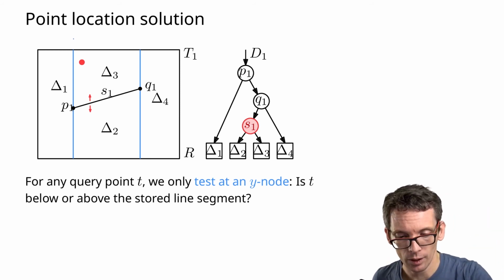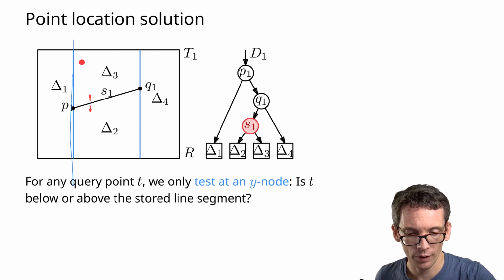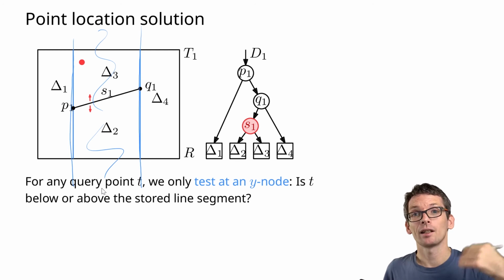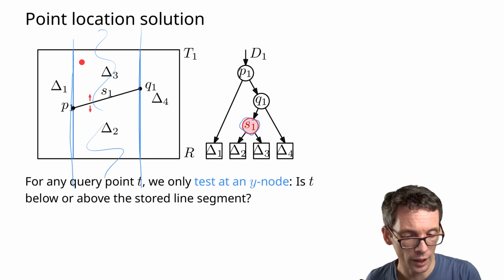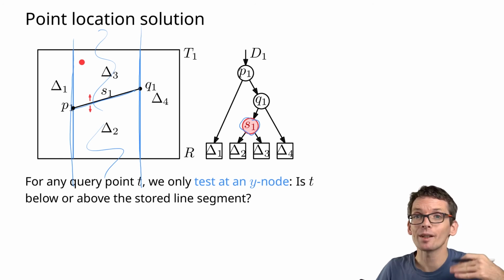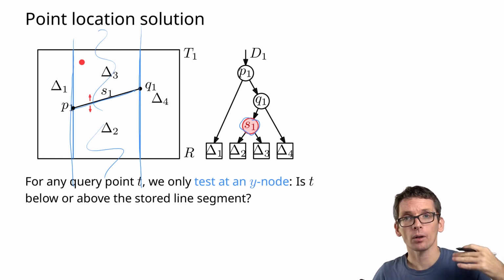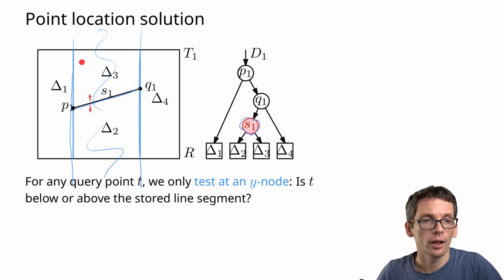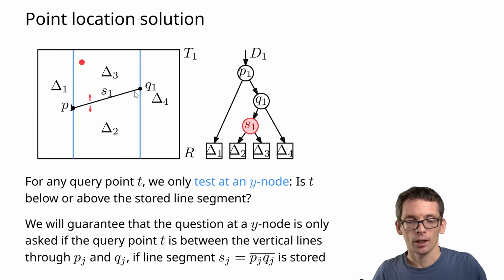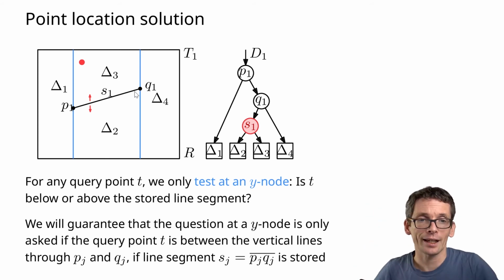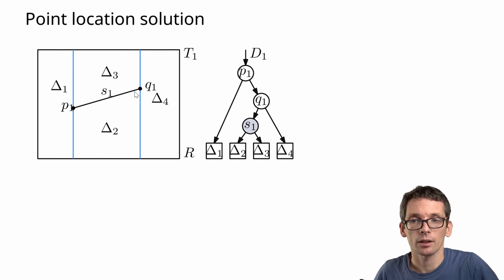So I first see I'm right of this, I'm left of this, so I know I'm currently somewhere here. Now at the node S1 I'm testing whether I am above or below that segment. And when we do this test with the Y node, we always already know, or we guarantee, that at that point the query point lies between the 2 vertical lines through the endpoints of that segment. Those are the ingredients that we are using.